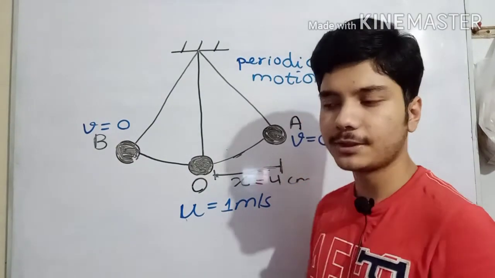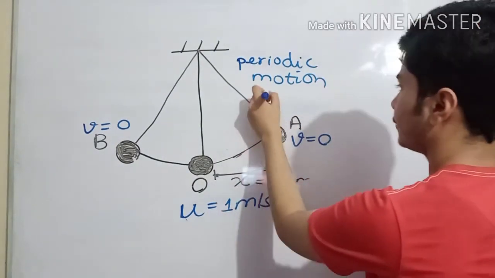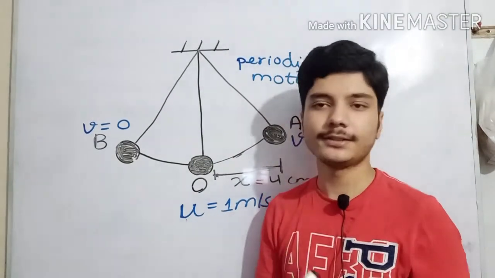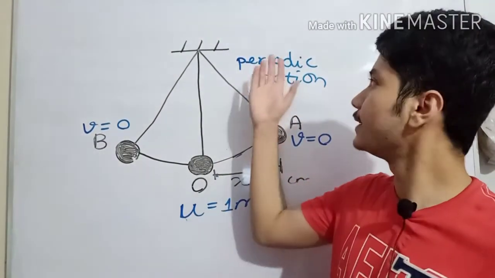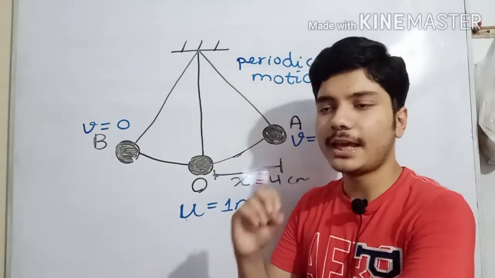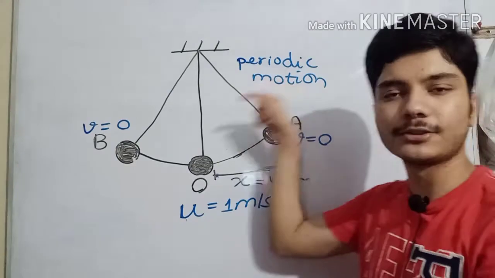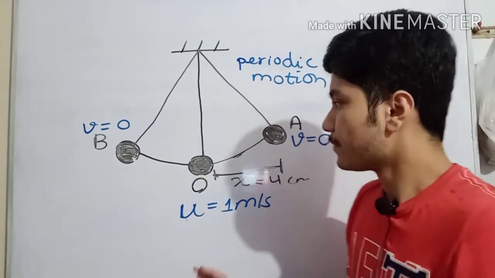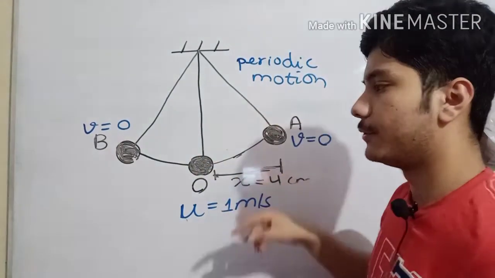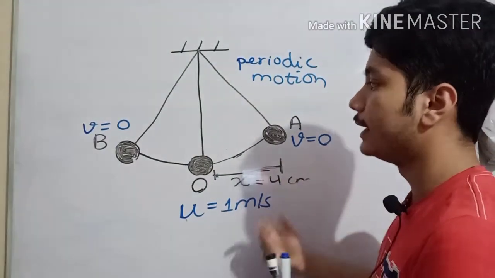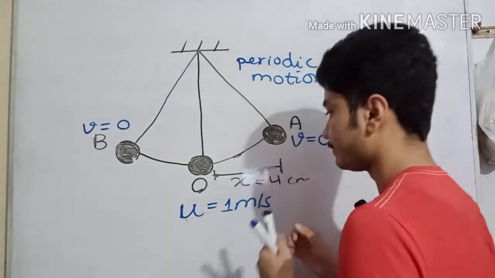There are three types of motions. Number one is linear, number two is rotatory, circular or angular, and number three is periodic motion. So not every motion is a simple harmonic motion, only the periodic motion is called simple harmonic motion. Now what is simple harmonic motion? Simple harmonic motion is a periodic motion in which what happens, let's see.